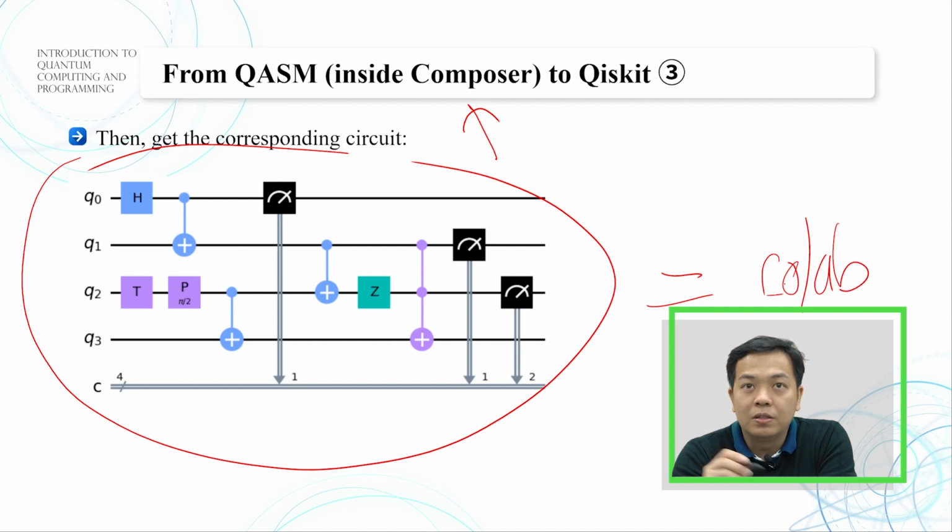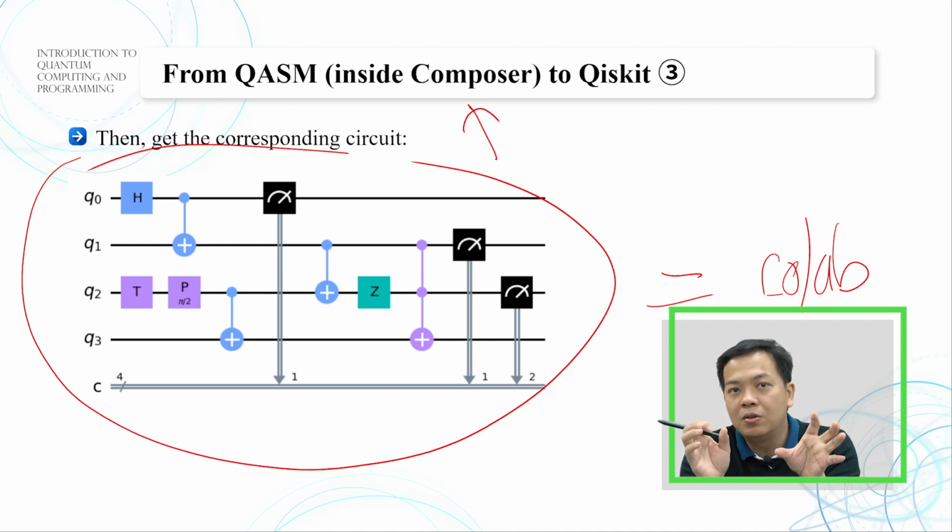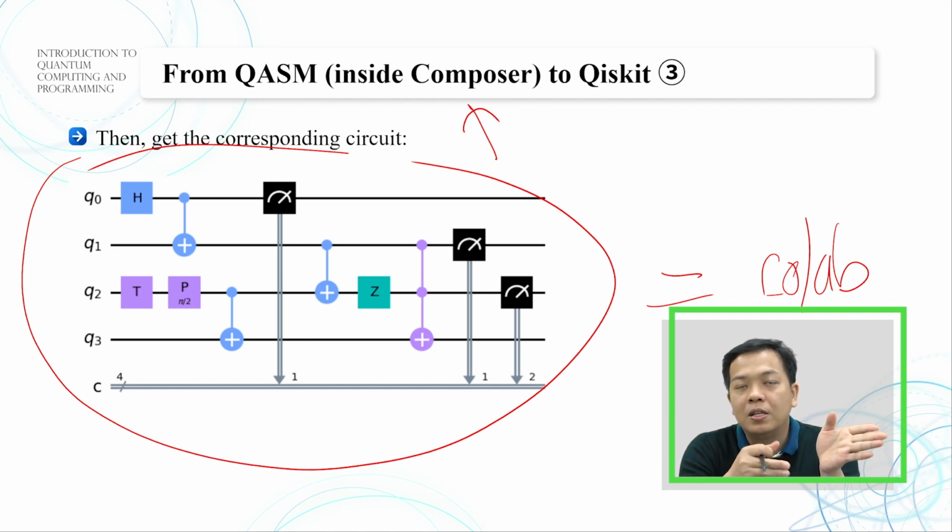So the result in the Colab is similar, so don't worry. In the Composer, it's more visual. In the Colab, you need to code by yourself. You need to know the piece of code to convert between the two. If you want more convenience, maybe you can go to the Quantum Composer.